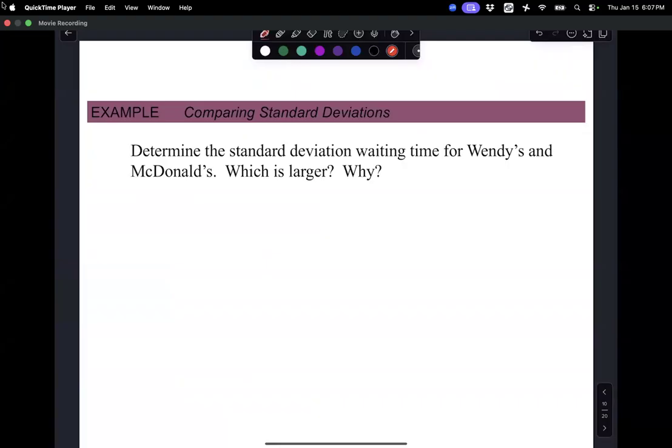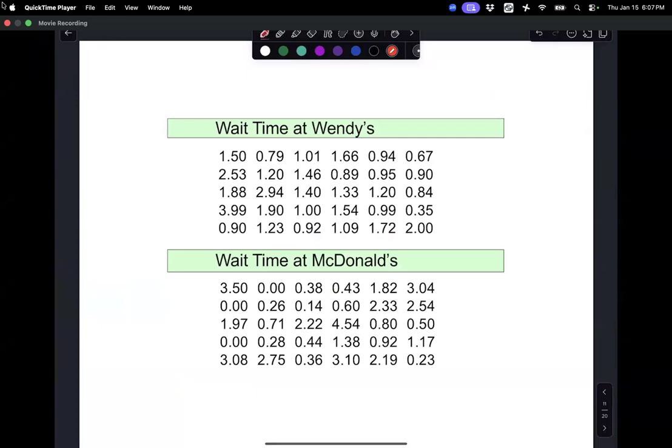Okay. So we're going to take some standard deviations and we're going to compare them. One thing that we use standard deviation for is to figure out how reliably we can predict something or how consistent something is. A smaller standard deviation means that whatever data we're collecting is pretty consistent. A bigger standard deviation tends to be that it is all over the place. So I have two data sets right here.